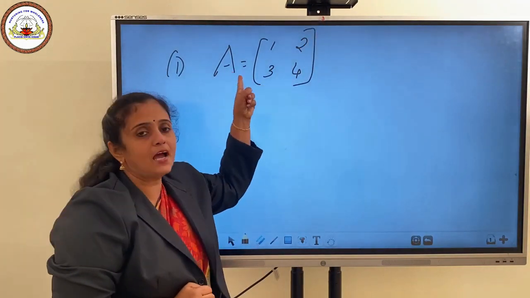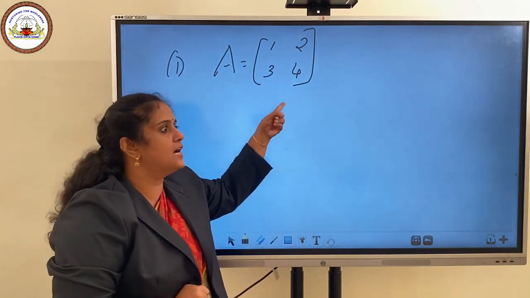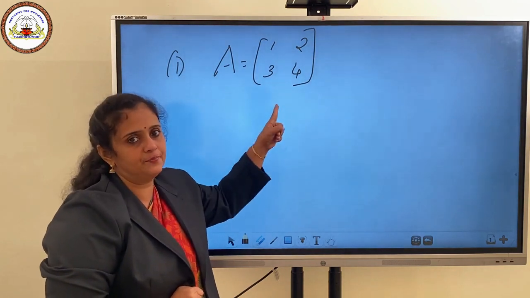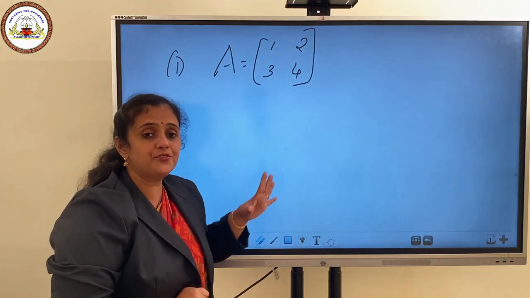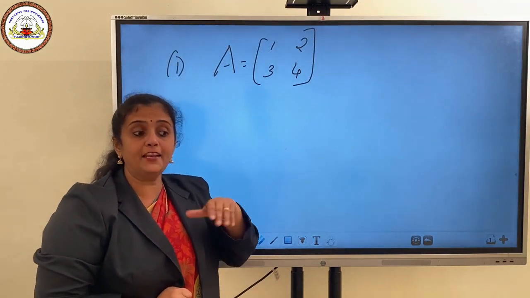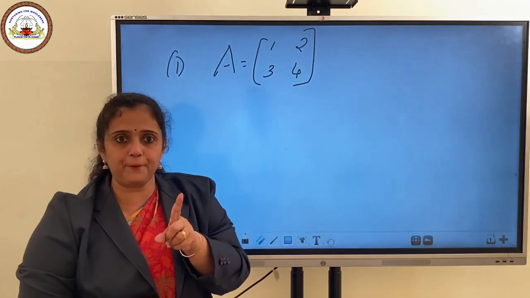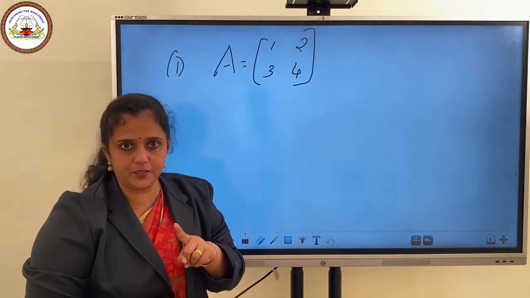Then how to find the adjoint of a matrix? The adjoint of a matrix is the transpose of the cofactor of the matrix. First we find the cofactor. How to find the cofactor? You find the minor first, then (-1) raised to i plus j times Mij is the cofactor of the matrix.